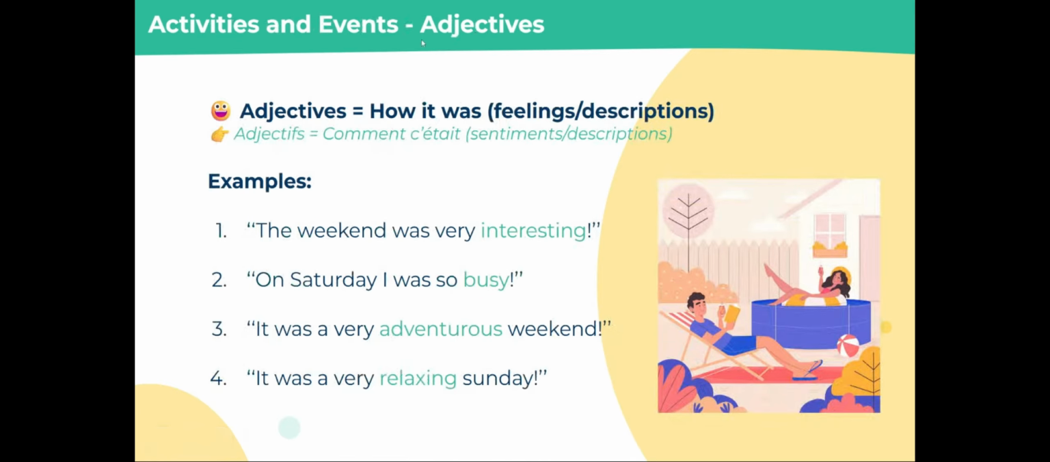So let's have a look. Adjectives, how it was, feelings and descriptions. Examples. Okay, we've got 4 examples here. Let's have a listen to them. The weekend was very interesting. On Saturday, I was so busy. It was a very adventurous weekend. It was a very relaxing Sunday.